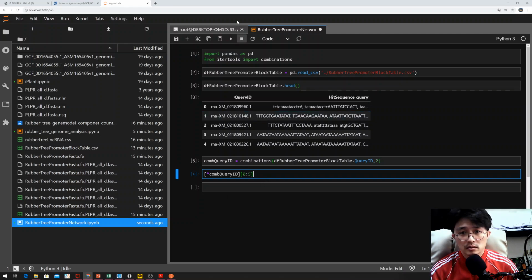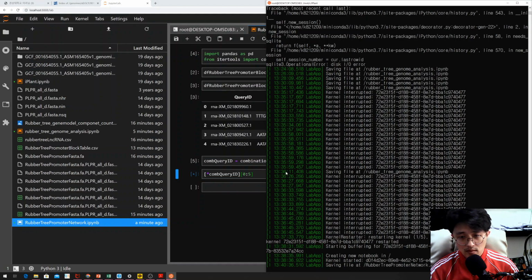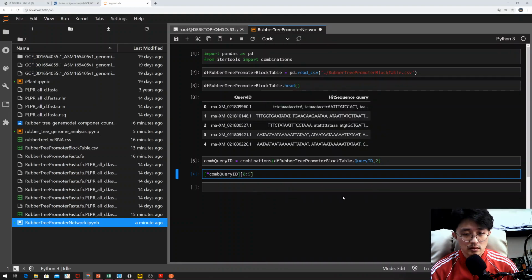I don't think my computer is in good condition. I think something is weird.